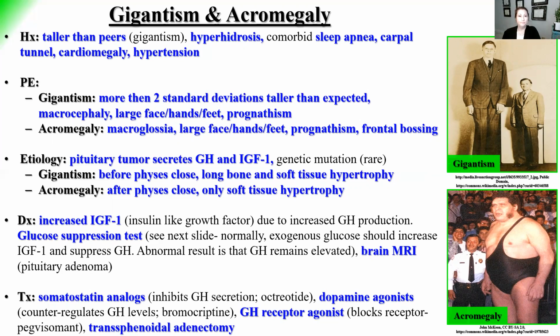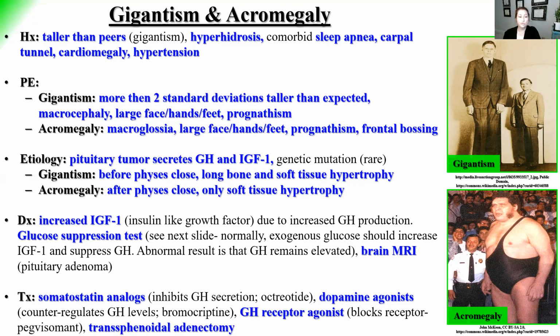Their heart has to pump so much harder to get that blood further up to the brain. In gigantism, the way that you're going to distinguish this is that they are more than 2 standard deviations taller than expected. They may also have macrocephaly, large hands, feet, and face, and prognathism, where their jaw kind of sticks out on the bottom. In acromegaly, it's a lot of the same things, but they're not going to have that height. That's our differential. So macroglossia, enlarged tongue, large face, hands, feet, that prognathism, that jaw is going to stick out, and then frontal bossing, an enlarged forehead.